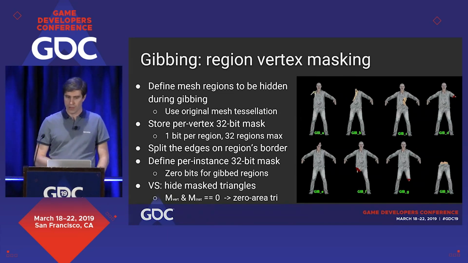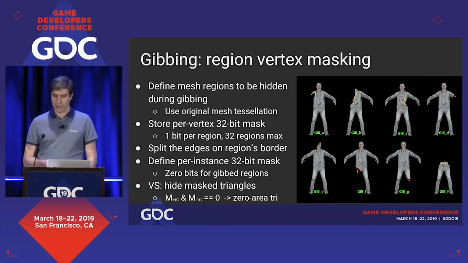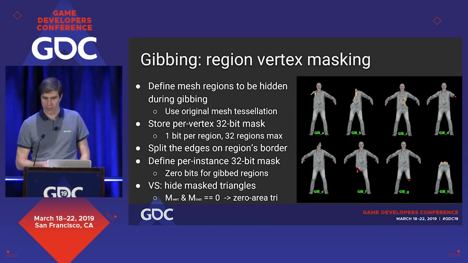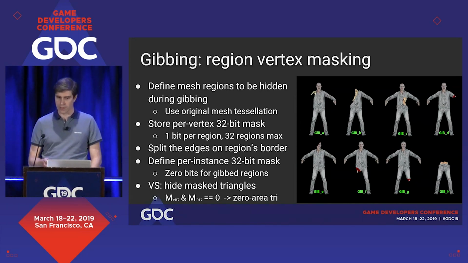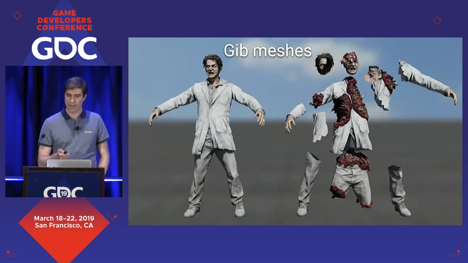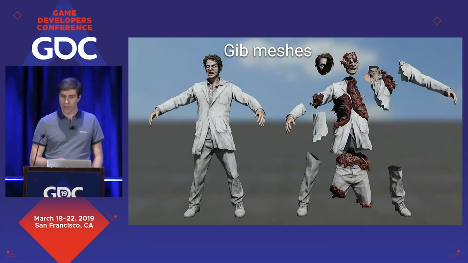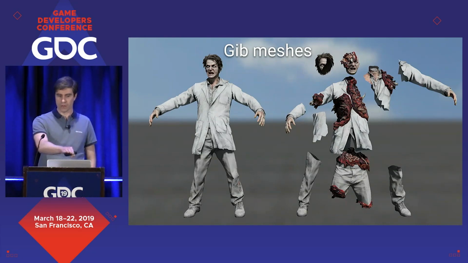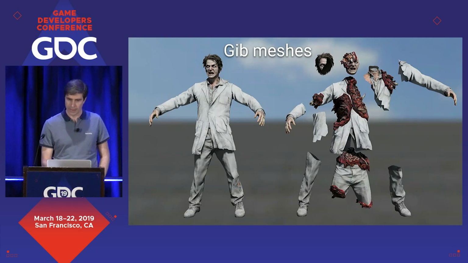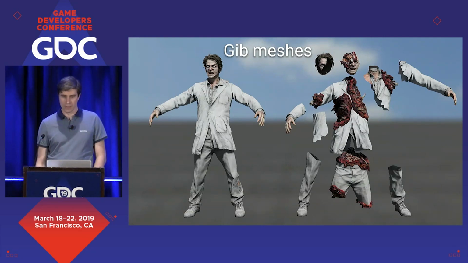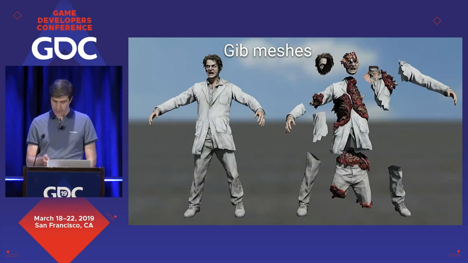Then we do culling in vertex shader, essentially create zero area triangles, and those triangles get culled by GPU. And on this screen you see jib meshes that we place in place of holes. And that's a set of jib meshes for this particular mesh customization.